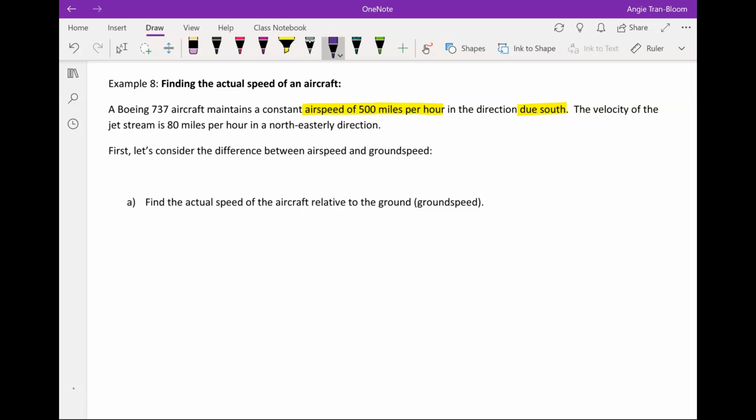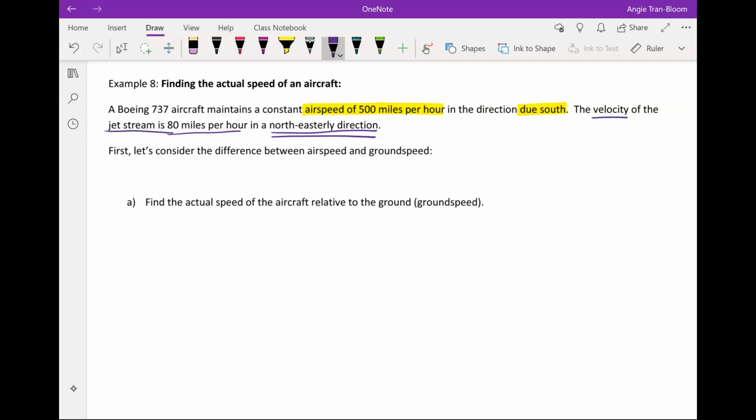Next piece of information is the velocity of the jet stream. It's 80 miles per hour. Jet stream is the wind, and we will talk about that later. Northeasterly direction. This is exactly 45 degrees in between north and east. So before we go and draw out a compass, we will talk about the airspeed and the ground speed.